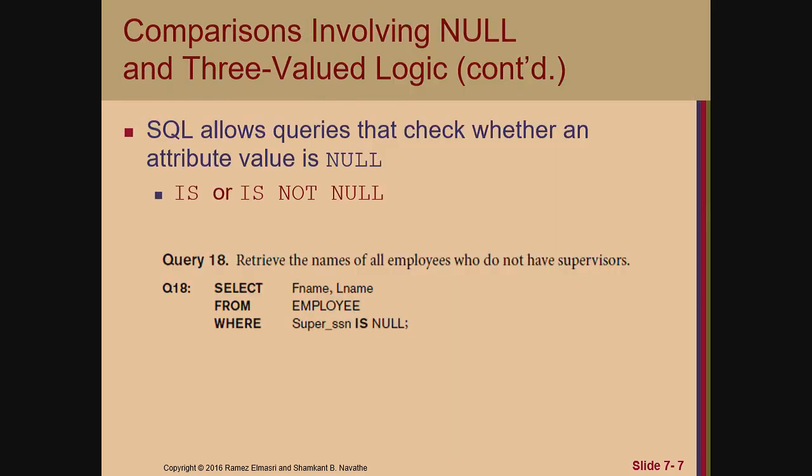Can you remember the data? Maybe not. The data super_ssn means the supervisor of the employee is null. If this condition is true, we show the first name and the last name of the employee. Okay, so this is how to compare null in the condition. Use IS NULL.